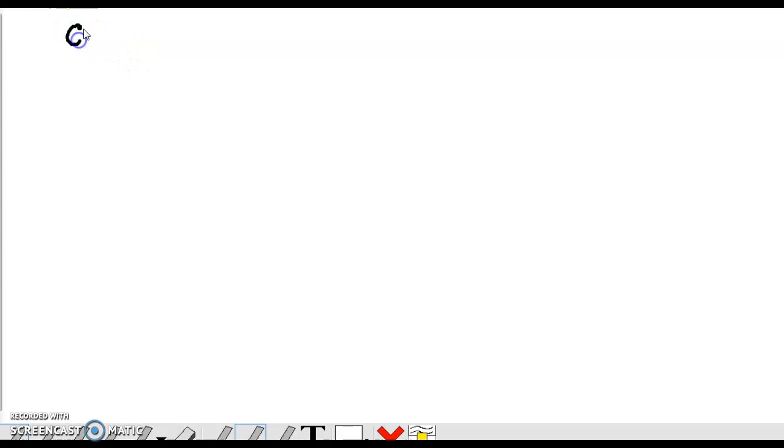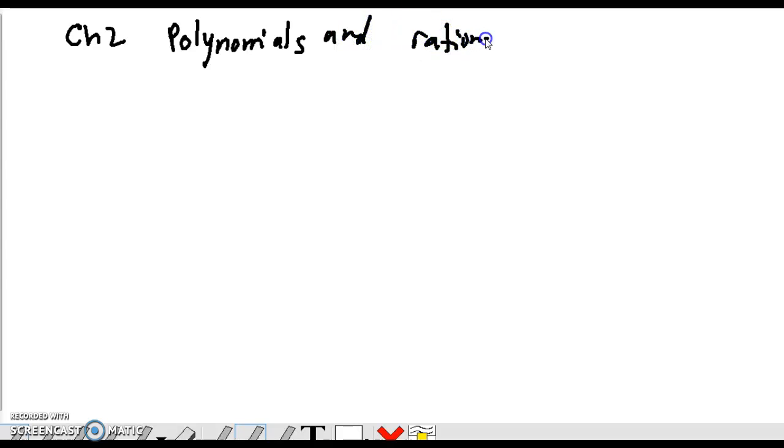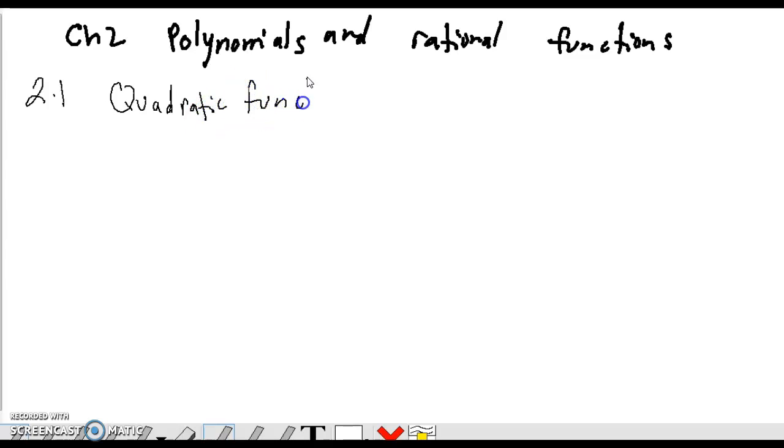All right, so chapter 2 is all about polynomials and rational functions. Specifically, what we're going to talk about in this first section, 2.1, is a specific type of polynomial, and that is the quadratic. So we're going to talk about quadratic functions. That's what this first section is all about.